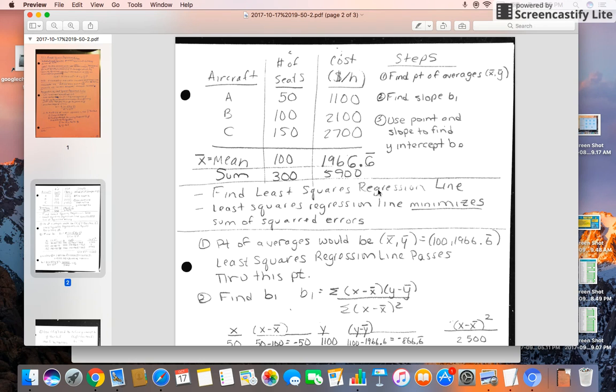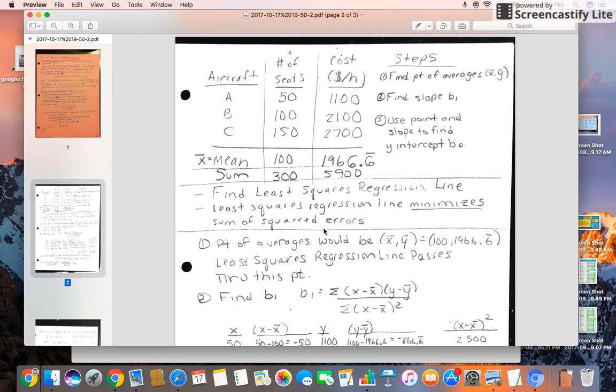So a few things to make note of. When you find the least squares regression line, the least squares regression line minimizes the sum of the squared errors. Or in other words, if you were to plot the line and found the error between the line and any of these points, this line would give you the minimum error.